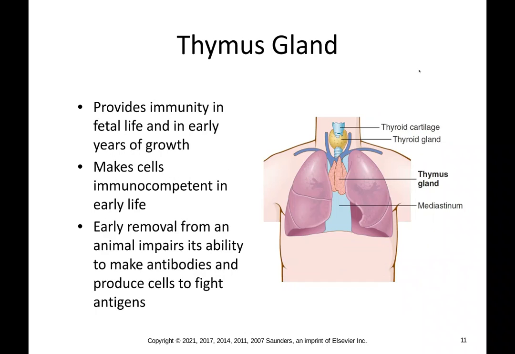The thymus gland, which is right there in the center of the chest, right above the mediastinum, right below the thyroid. This provides immunity beginning as early as while you're in the fetus and then into early years of growth. It makes the cells immunocompetent in early life. And early removal of it impairs, so if you remove it from an animal or a human, it impairs its ability to make antibodies and then produce cells to fight antigens. So it's not a good thing to remove.